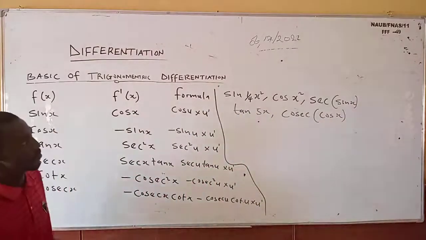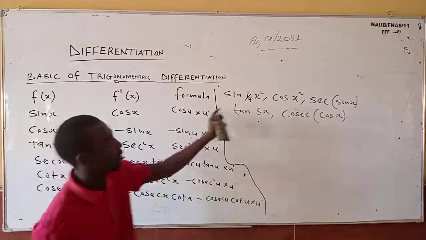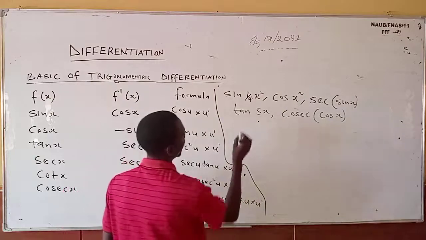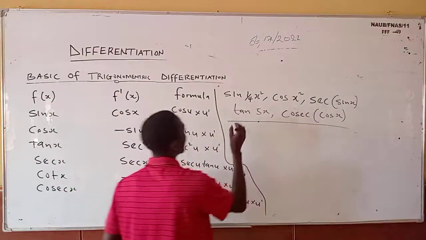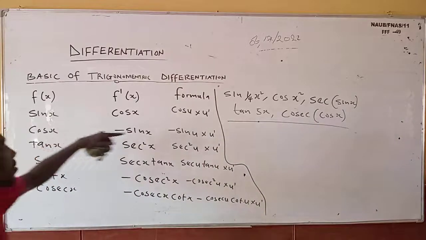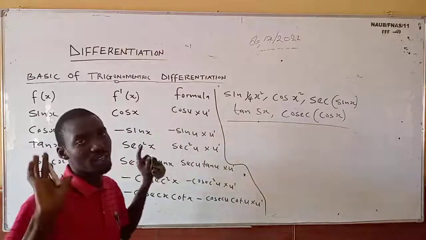Let's consider some of this. Now, I want to differentiate everything. Let's start with sine of 1 over 4 s squared. I'll go to the sine table. This is my sine. This is the formula. The formula is already your answer.